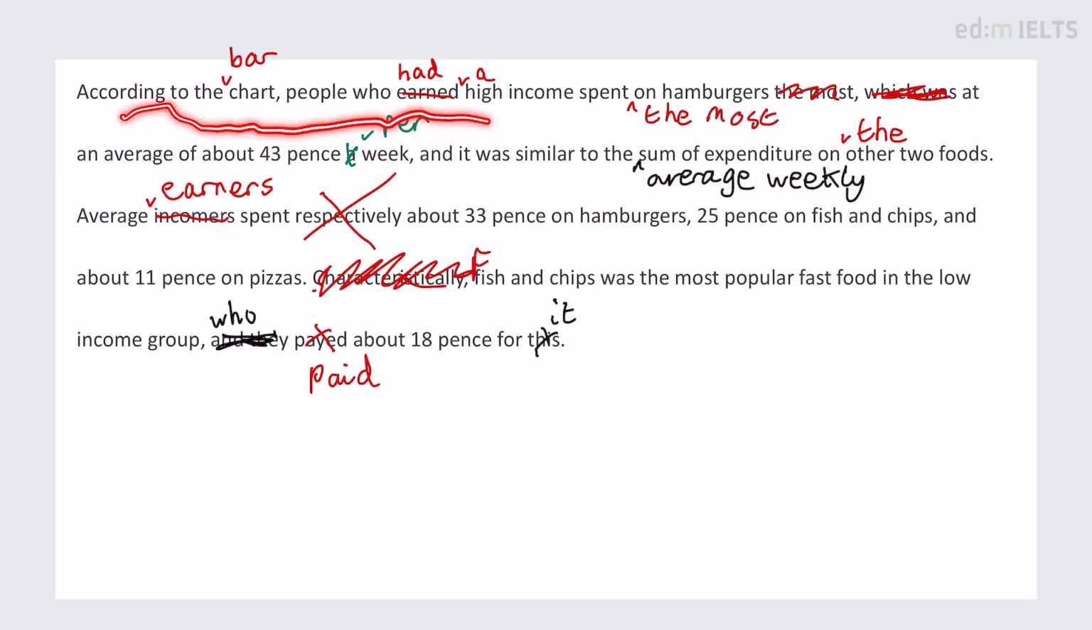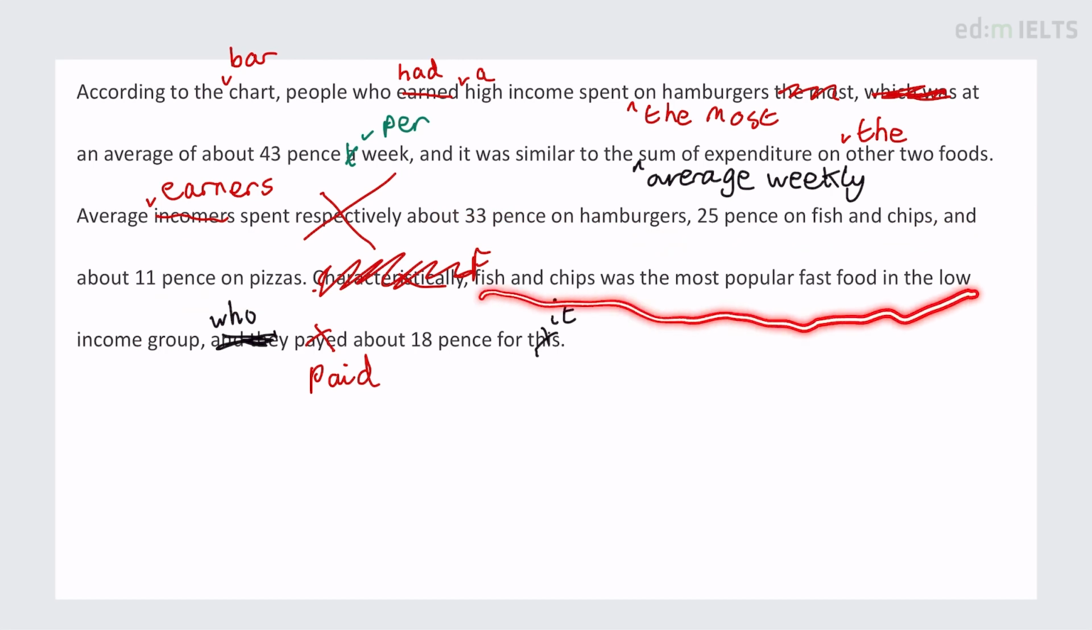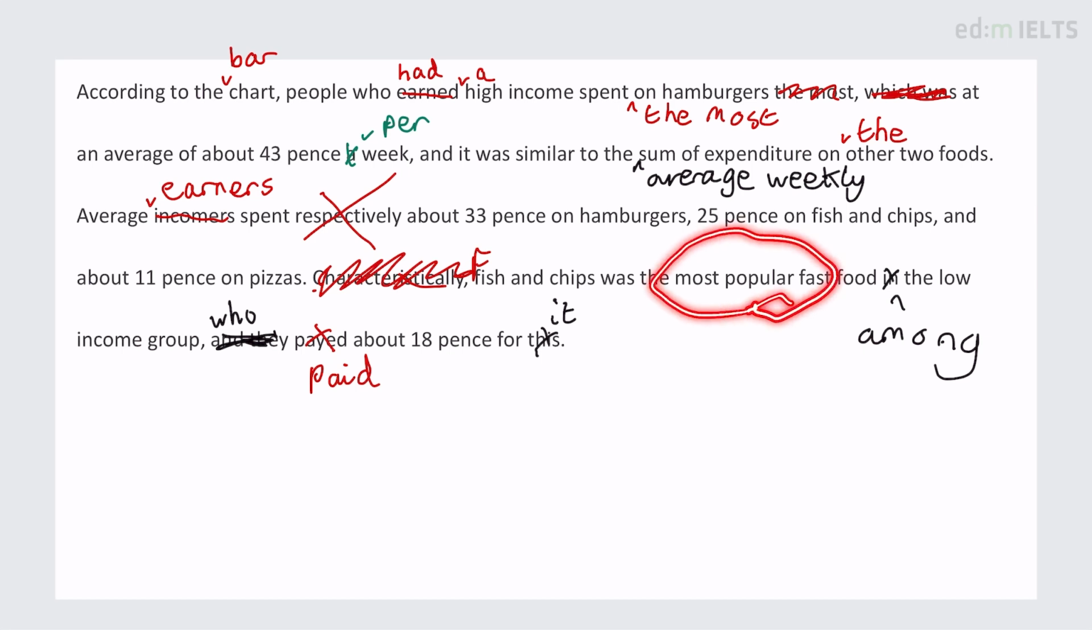According to the bar chart, people who had a high income spent the most on hamburgers at an average of about 43 pence per week, and it was similar to the average weekly sum of expenditure on the other 2 foods. Average earners spent about 33 pence on hamburgers, 25 pence on fish and chips, and about 11 pence on pizzas per week on average. Fish and chips was the most popular fast food in the low-income group. I'm going to say with or among instead. It's better. And again, popular, I would probably not keep that, to be honest.